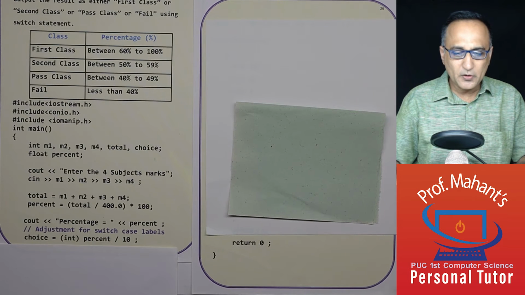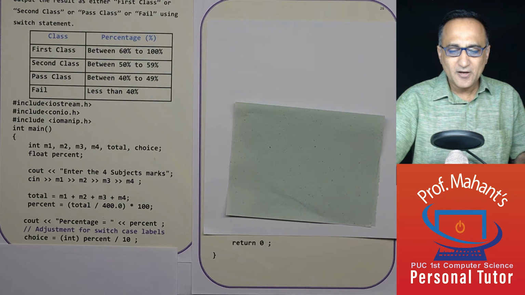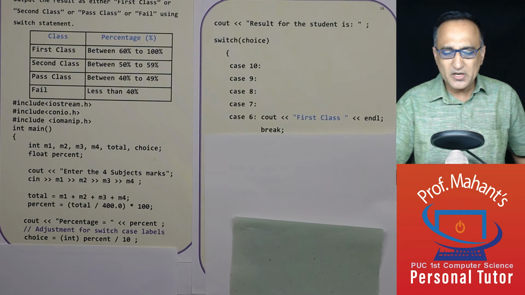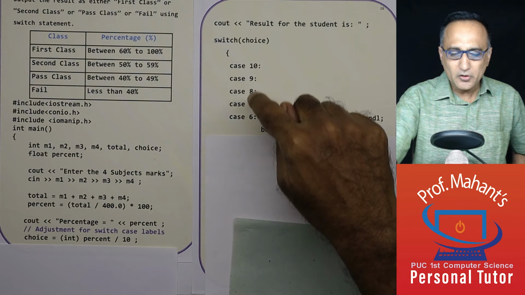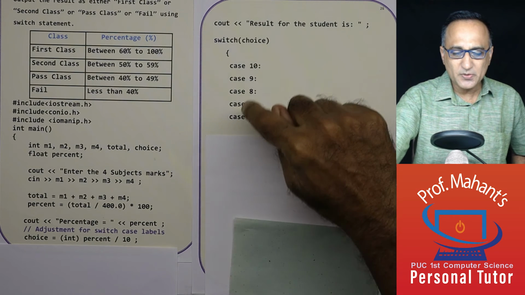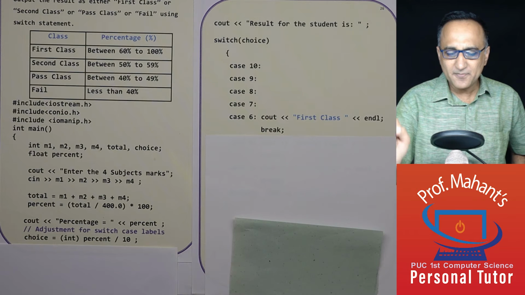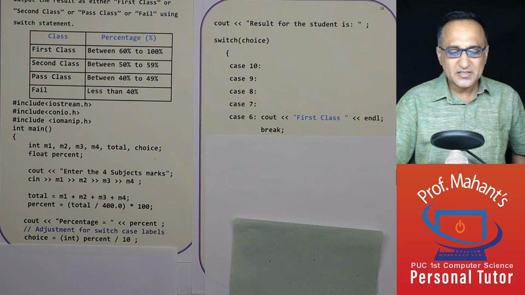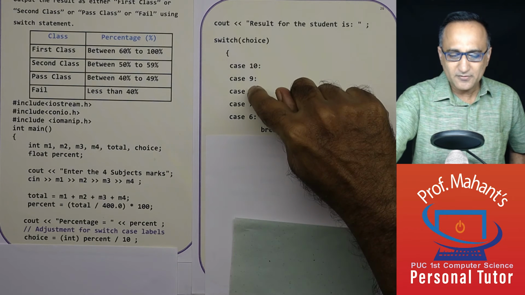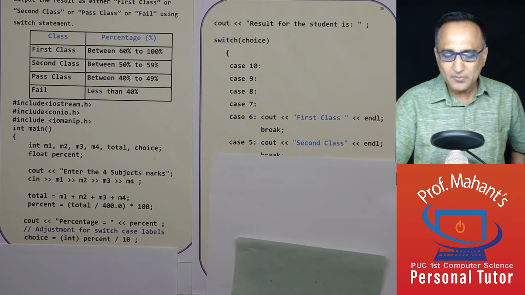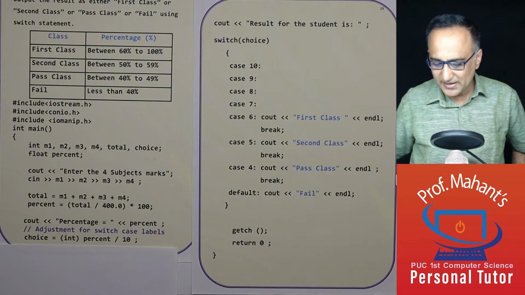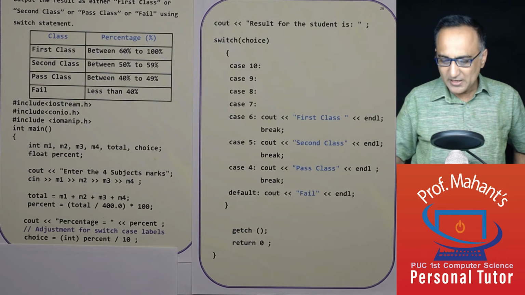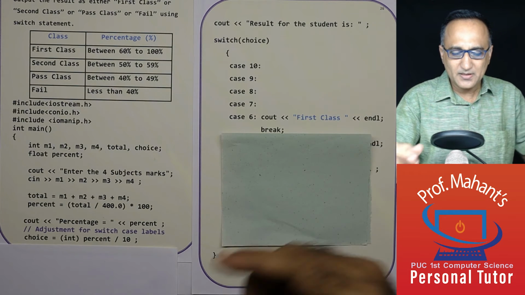Now see what I am doing here. For choice, I'm doing a switch on choice. For case between 10 to 6, if the value of choice is between 6 to 10, I am printing first class and then doing a break. Now let us say the percentage is 30%. None of these labels will match. It will come to the last label, and it will say fail. Now let me explain this particular problem through some data.